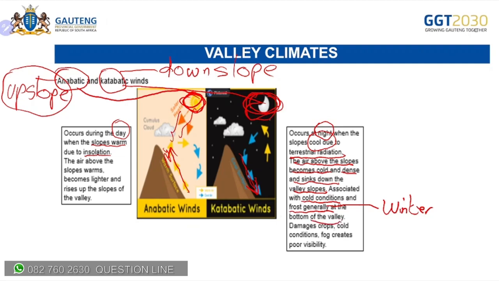It damages crops, cold conditions. And sometimes when there's condensation and not full frost formation, fog is created in the valley. And poor visibility can happen in the area. So that is about your anabatic and your katabatic winds.